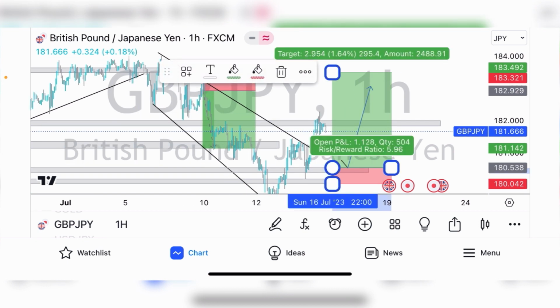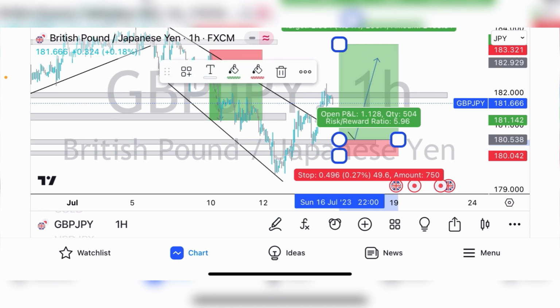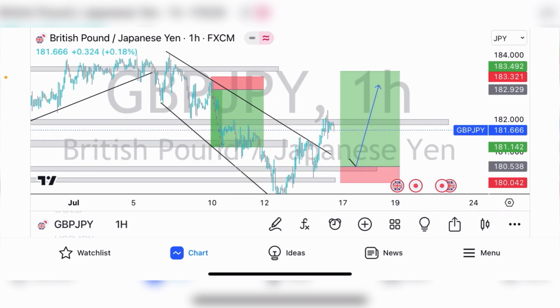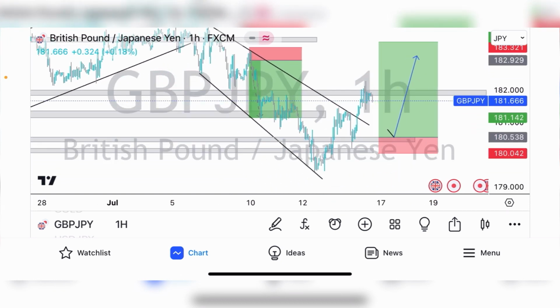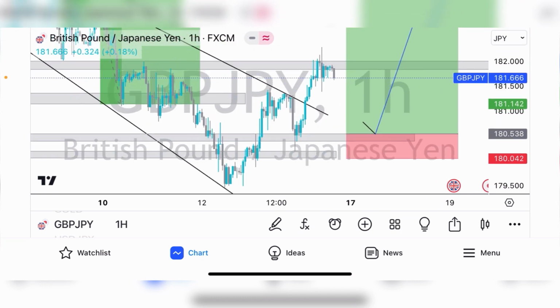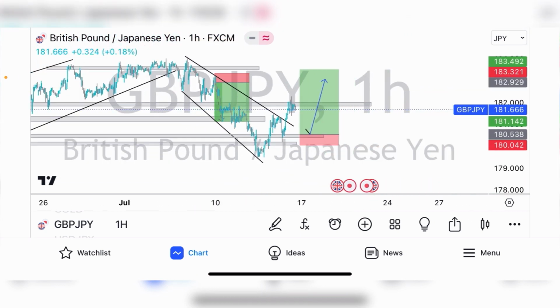If you look at this trade, we are looking at a 1:5.96 risk to reward ratio, giving us 295.4 pips, and we are risking only about 49.6 pips, and we're getting a 1.64% gain if we manage to be patient and wait on this trade to play out. But this is what I see.